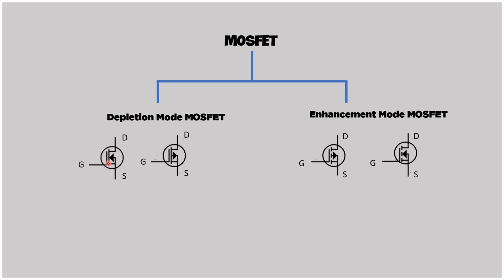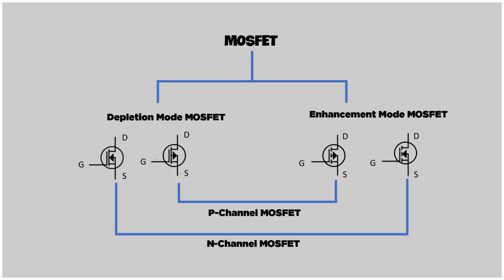While in this case we have a straight line, which shows that the drain is connected to the source, showing it's normally on. So we have P-channel depletion mode MOSFETs, N-channel depletion mode MOSFETs, P-channel enhancement mode MOSFETs, and N-channel enhancement mode MOSFETs. The depletion mode MOSFETs are less common. We have more of the enhancement types in use, and we'll limit our focus to the enhancement mode MOSFETs.